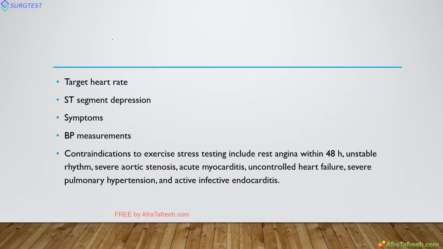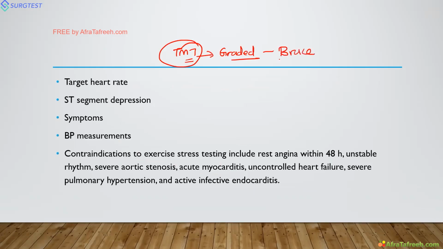So what do we see when we do a stress TMT, also called TMT? There are indications. When the patient comes with chest pain and we are doubtful whether the cause is cardiac or non-cardiac, at that time we do a treadmill test, which is a stress test. In this, there is a graded exercise protocol. Most commonly we follow the Bruce protocol. In this, the treadmill runs at a specific speed and at specific inclinations, and every 3 minutes the grade and inclination will increase.